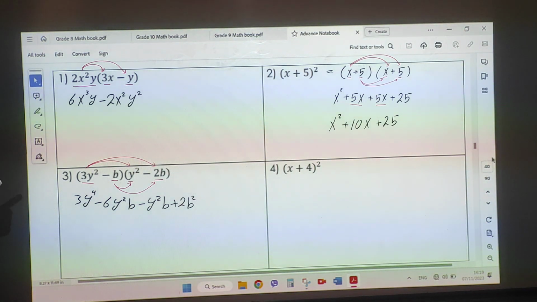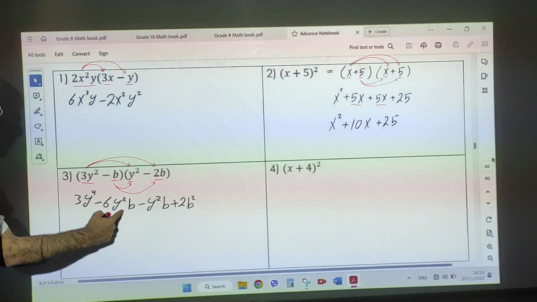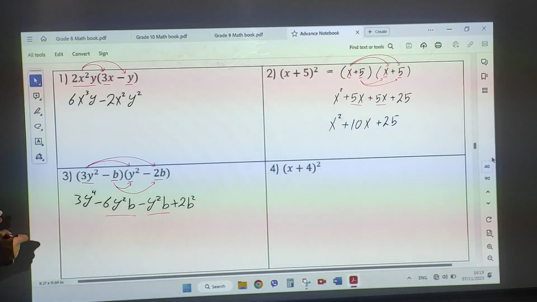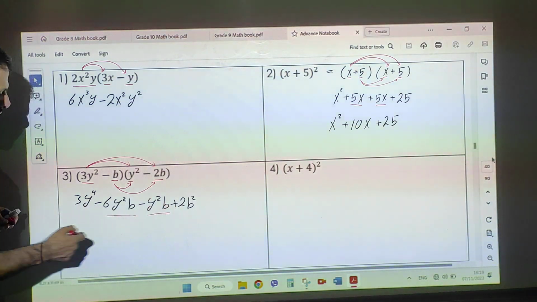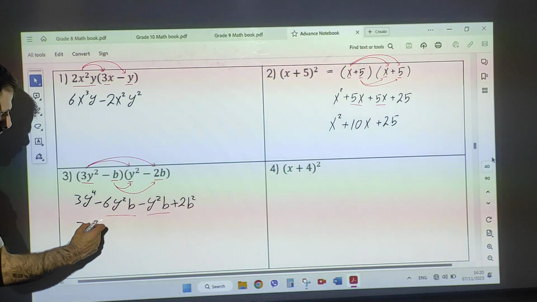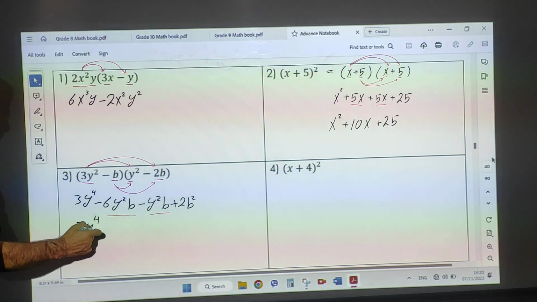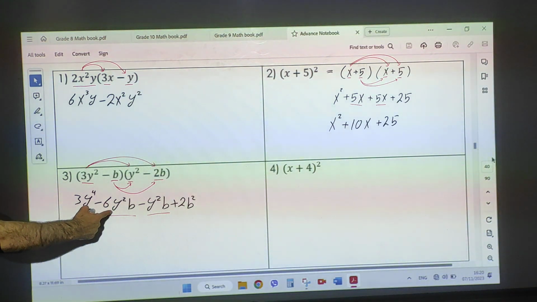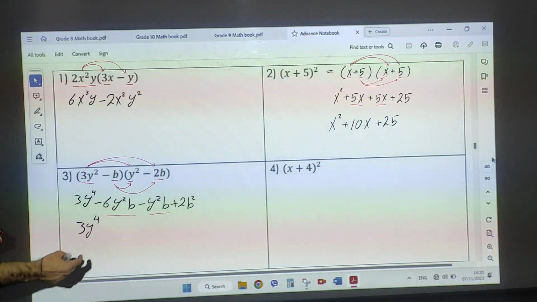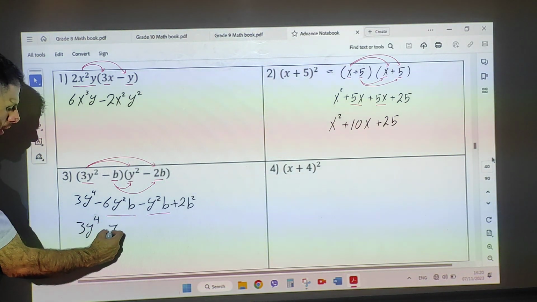Now we check if we have like terms. Y power 4, we just have it here. Y power 2b, y power 2b, we have it, yes. Only b power 2, we just have only this one. So we write the first one the same, 3y power 4, sorry. Then negative 6y power 2b minus, it's 1 when the number is not written, it means it's 1, minus 1y power 2b. Negative 6 minus 1 would be negative 7.